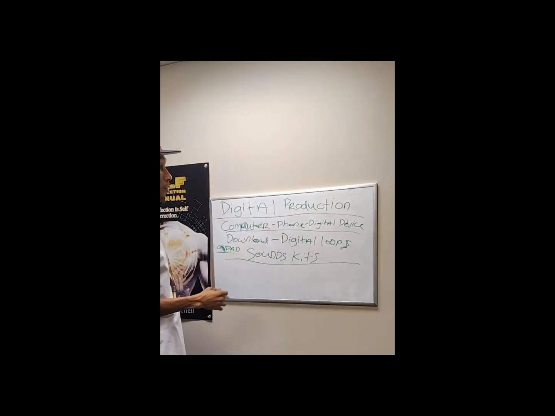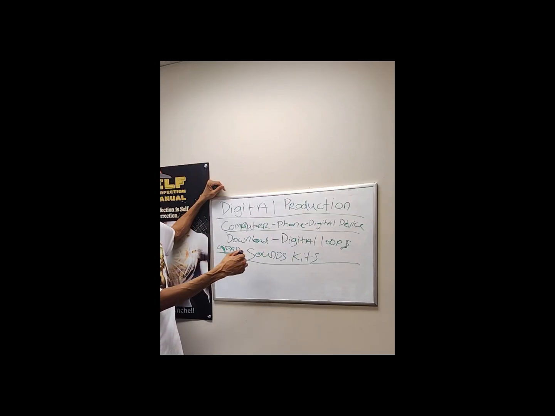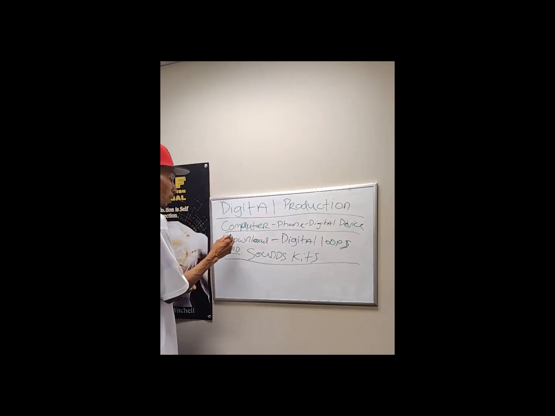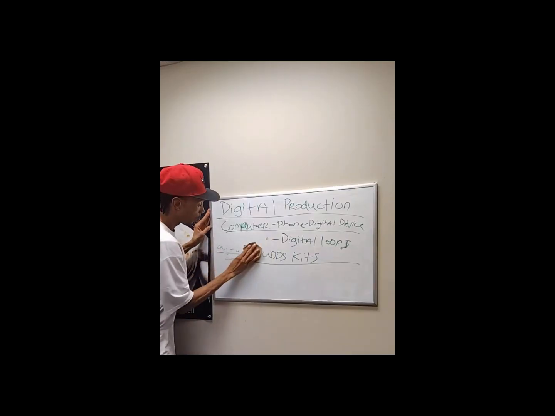But as far as digital production in today's rap music, this is what they use: a computer, a phone, digital device, a download or digital loops, control pad, maybe. Most people just use click and mouse drag, but some want to actually hit a pad, and then sound kits. And that's it. There's really not even a learning curve when it comes to this. So now that we got what that takes, let's do the comparison of the differences.